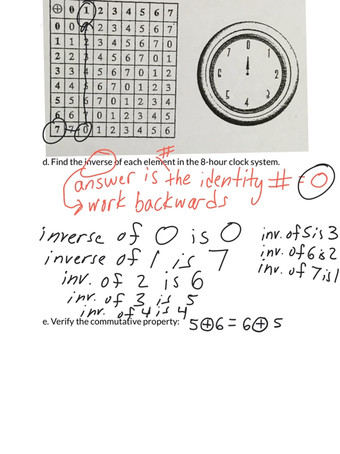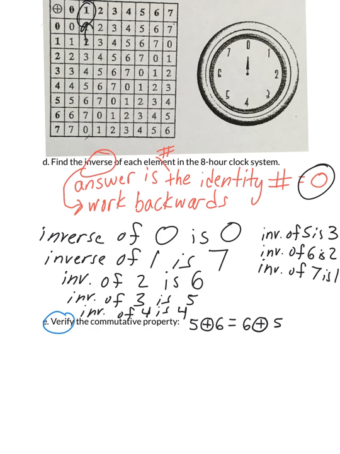And finally, part E, verify the commutative property. The commutative property for addition and multiplication means that you can change the order of the numbers and it doesn't matter. You're going to get the same exact answer. So 5 plus 6 should equal 6 plus 5. Let's check using the table, both sides.